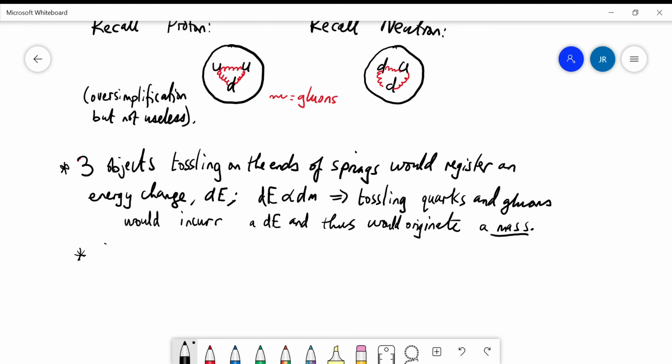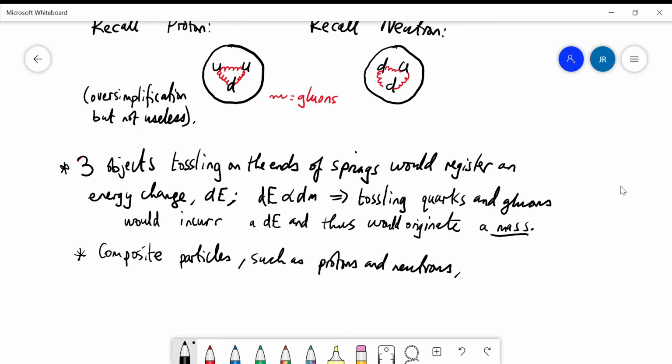So we could say composite, so made of bits and pieces, composite particles such as protons and neutrons have an intrinsic mass independent of a field. Now, obviously, it depends what you mean by a field. You know, you could argue that everything's a field and there are no such things as particles. So how can you possibly be independent of a field?